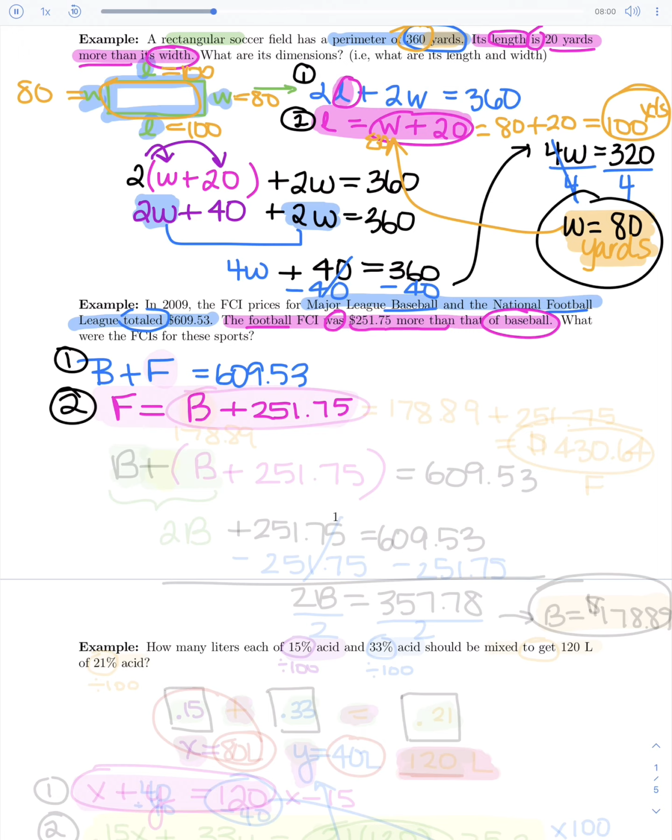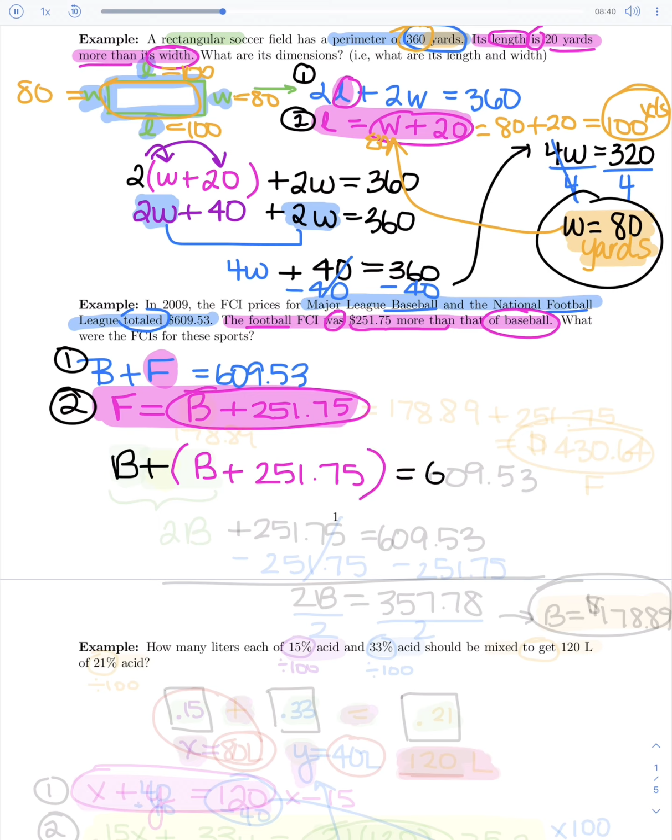Just like the last one, what we should be noticing is that it is set up for substitution again. Why? Because F is already by itself in one of the two equations. So that means I can replace the F in the previous equation with this B plus 251.75. So let's go ahead and make that switch. So we've got our B plus, and we'll replace that F with that B plus 251.75. And again, whenever we substitute anything, we're going to put parentheses around it.